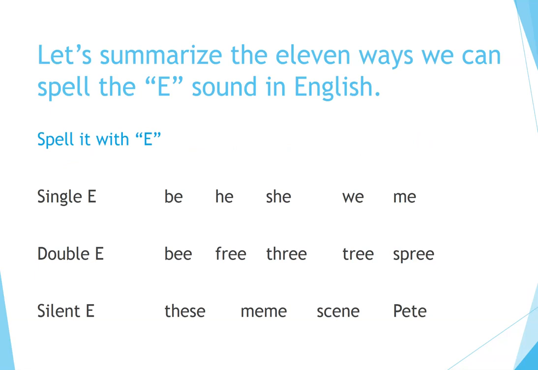Let's summarize the 11 ways we can spell the E sound in English. Spell it with E: single E, be, he, she, we, me. Double E: be, free, three, tree, spree. Silent E: these, meme, seen, peat.